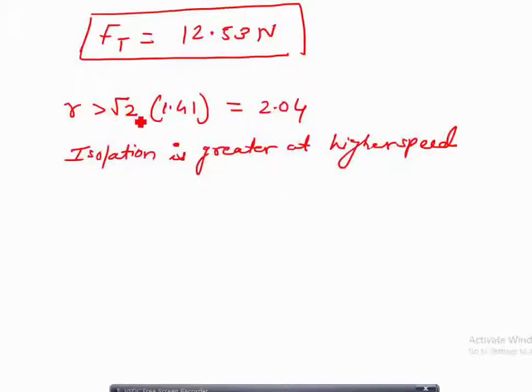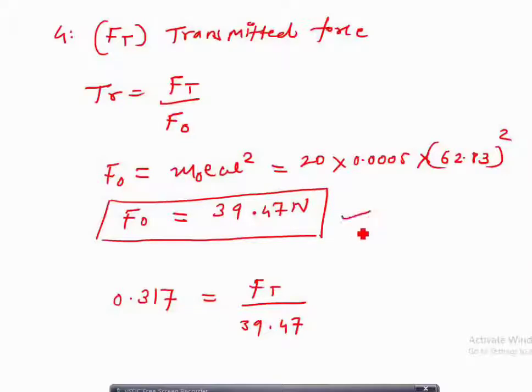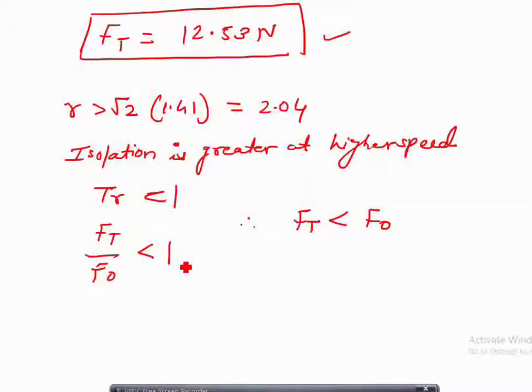So this is what we have studied from the frequency response curve of force transmissibility versus frequency ratio. Now when R is greater than 1.41, the transmissibility tends to approach 0, means it becomes less than 1, right? So your Tr is less than 1, which means Ft upon F0 is less than 1. Therefore the transmitted force is less than F0, which means the force transmitted to the foundation is less, so you are getting a better isolation. Now in this case your Ft is 12.53, F0 is 39.47, so F0 is greater than Ft and Tr is also less than 1. So that is why all the answers are correct as per the frequency response curve.